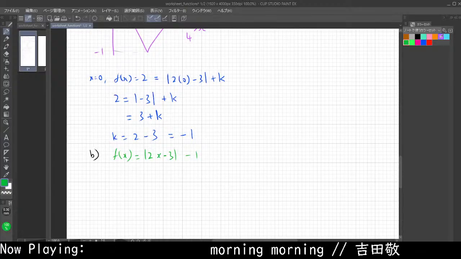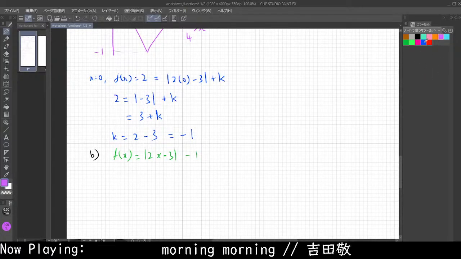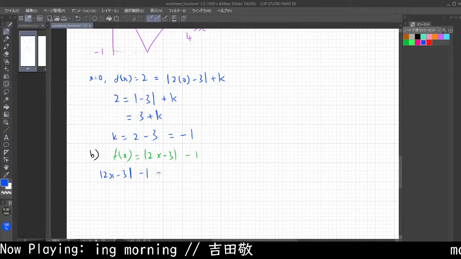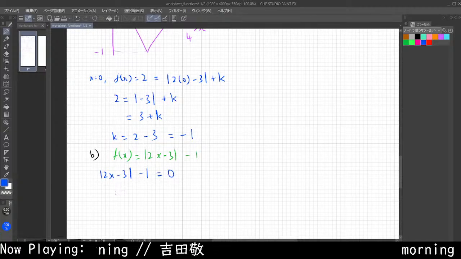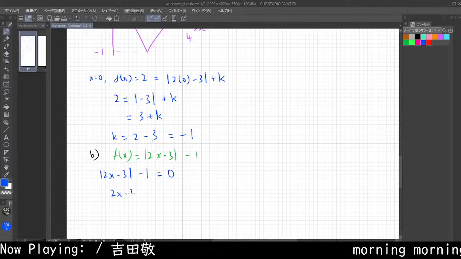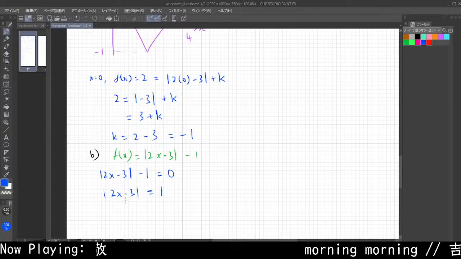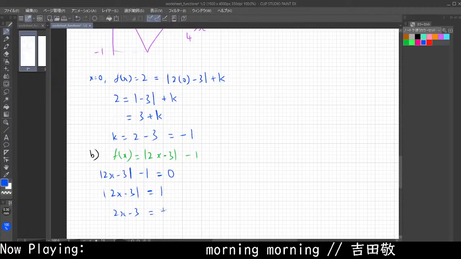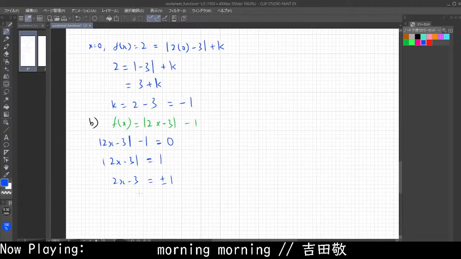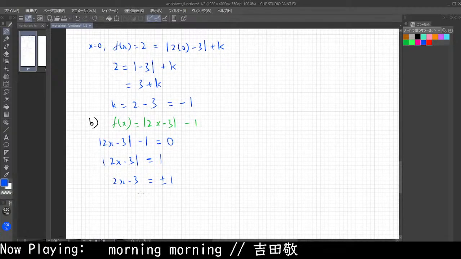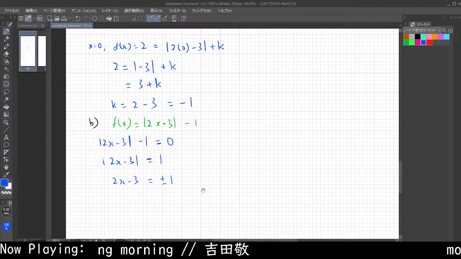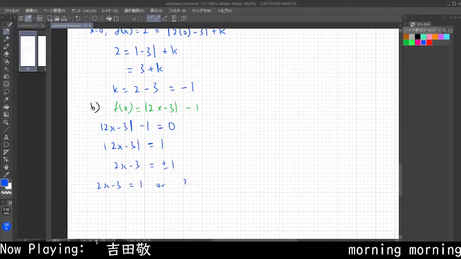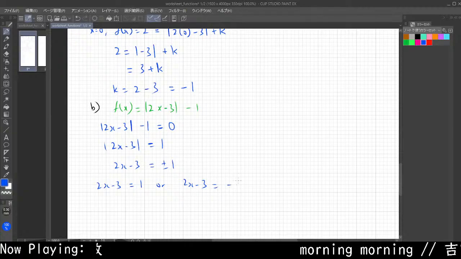So let's do this. 2 times the absolute value of 2x minus 3, minus 1 equals 0. 1 moves over. The absolute value of 2x minus 3 equals 1. Remove your absolute value: 2x minus 3 equals plus or minus 1. Then split into 2: 2x minus 3 equals 1, or 2x minus 3 equals negative 1.